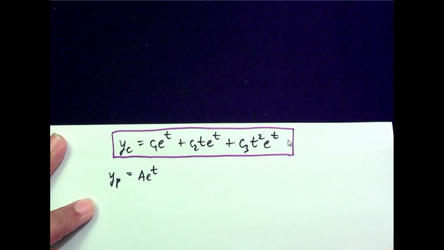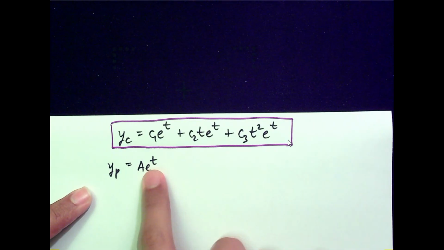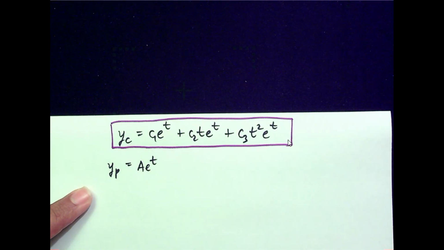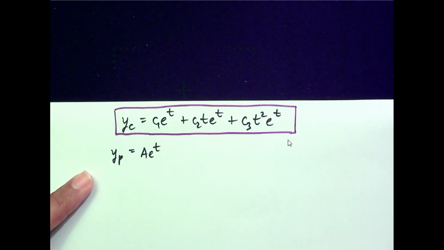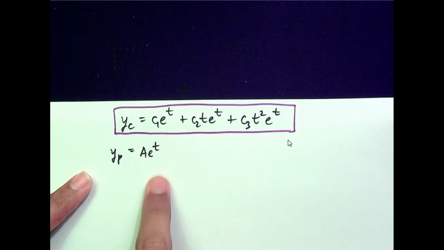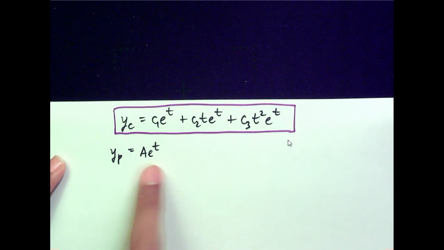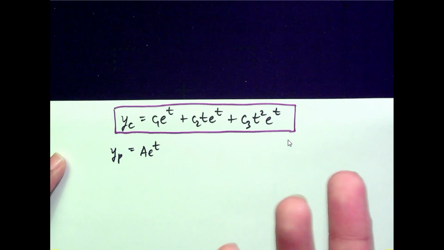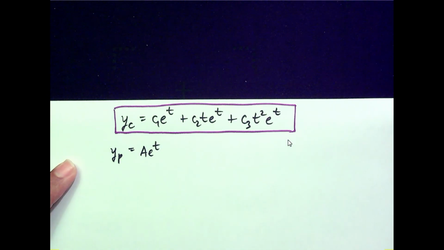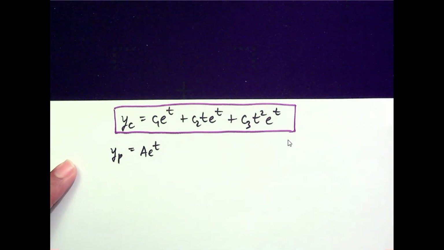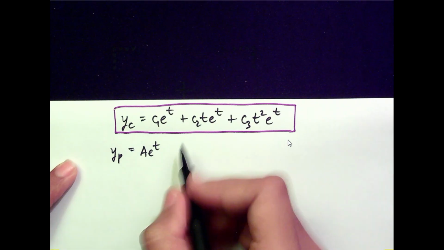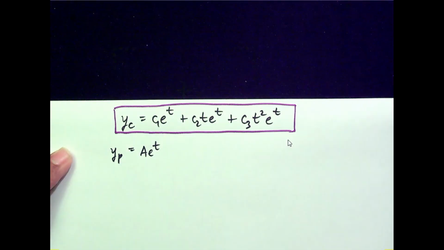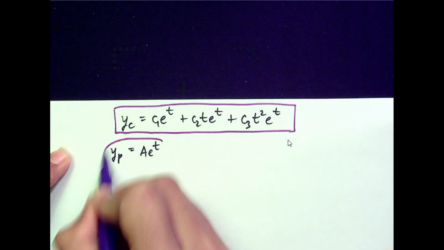Okay, however, note that there's an overlap here. That means this cannot be a good guess. It's not going to work. It's already there. If you try this, it's not going to work because it's going to be a solution of the homogeneous equation, not of the original non-homogeneous equation. So that doesn't work, right? So then let me do this.